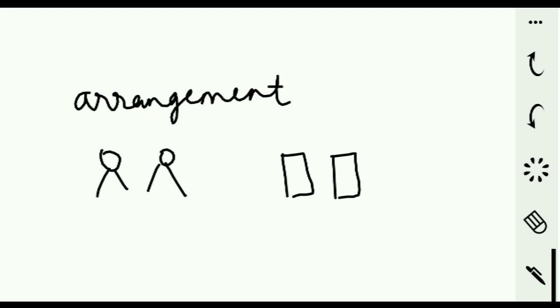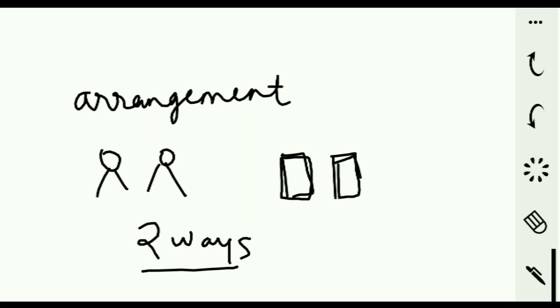So what is that? There are two persons. On the first seat, the possible number of ways is two. So on the first seat, there are two ways: the first person would sit or the second person would sit. But on the second seat, if any one person sits on the first seat, there is only one person left. So here the possible number of ways is one.